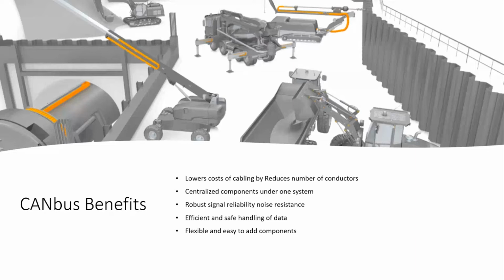So the benefits of a CANbus system: you can lower the cost of your cabling by simply reducing the number of conductors needed. Traditional wiring methods use control wiring, where you need 2 conductors per device. So you have large control cables, and I'll go through an example in a second here. But CANbus also has centralized components under one system. They have very robust signal integrity and good noise resistance for EMI, and very efficient and safe handling of the data. So you're not going to get any lost signals in these critical systems. And it's a very flexible network.